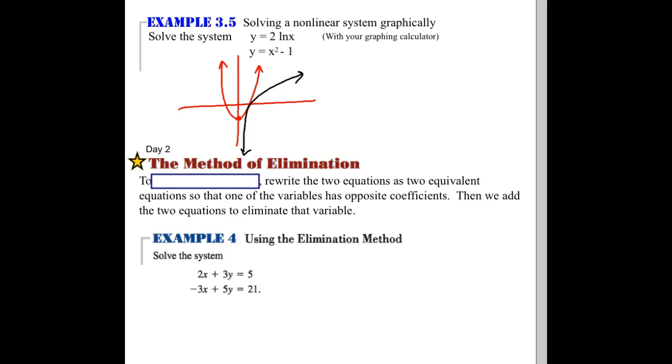Anybody got it? All right, I heard someone say 1, 0. Agree, disagree? It intersects just in that one spot. Did anybody get something other than 0 for a y coordinate?